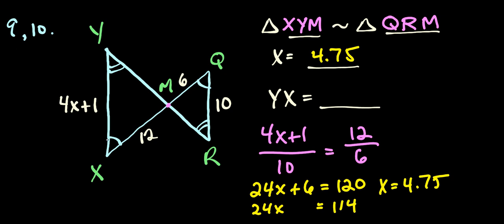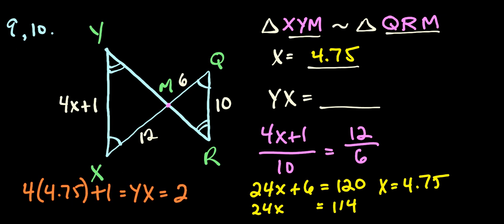And it also says to find the length of XY, or YX. So I need to take that 4.75 and plug it in. So I'll have 4 times 4.75 plus 1. That's going to be equal to YX. And when we do that, we end up getting 20.